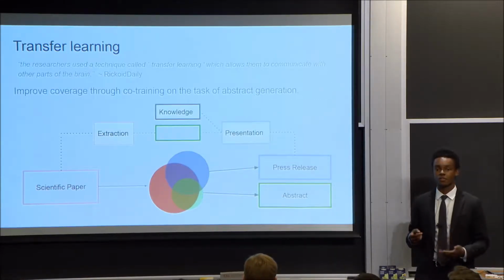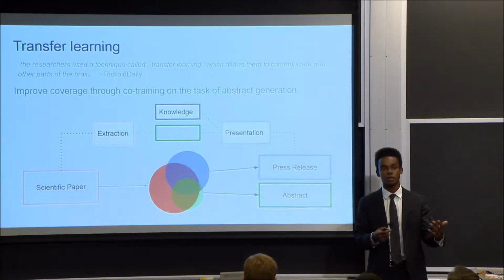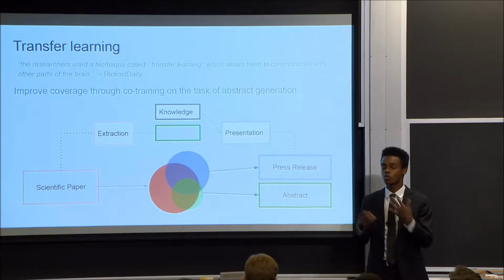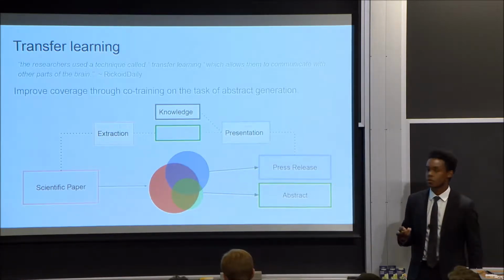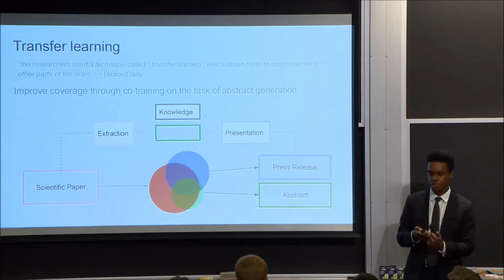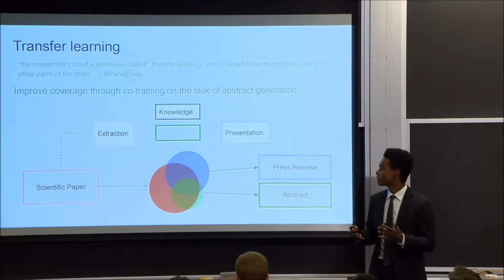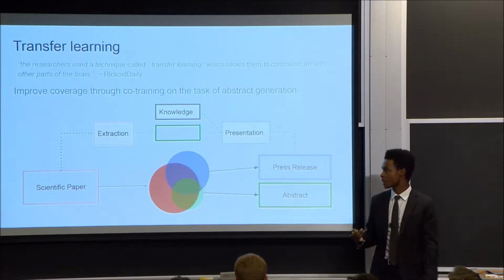So this is our main contribution, transfer learning. In a nutshell, transfer learning on a task A is choosing a similar task B, co-training on that with the hopes that performance on A will improve. In our case, we improve coverage of our models by co-training on the task of abstract generation. Namely, we combine a data set consisting of scientific papers from arXiv and their corresponding abstracts into our press release data set.